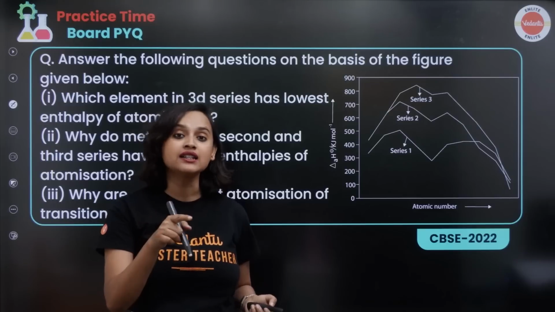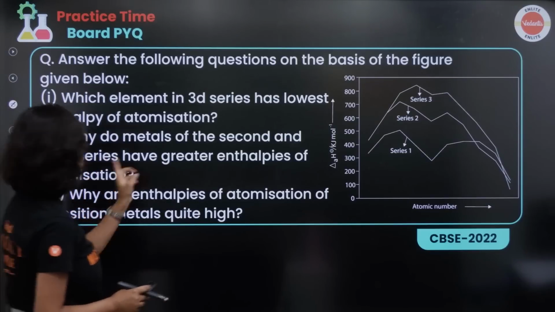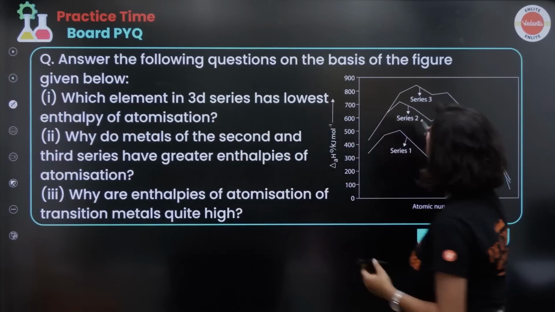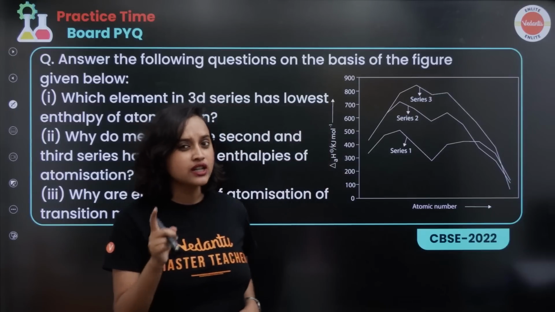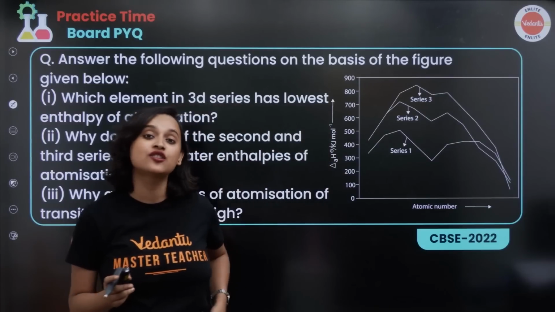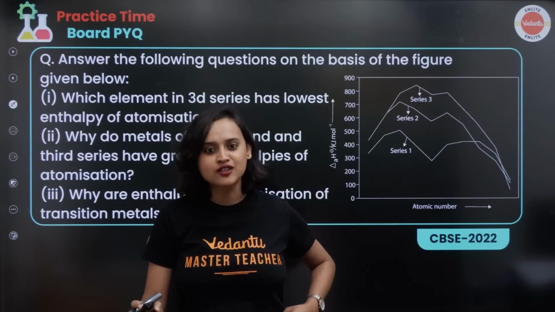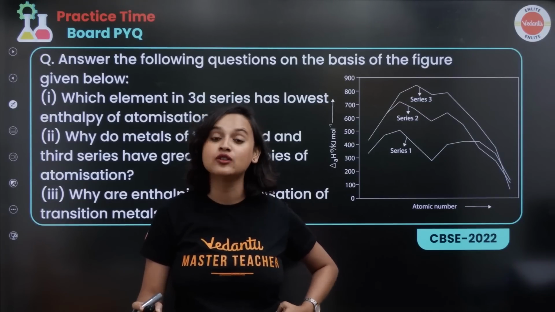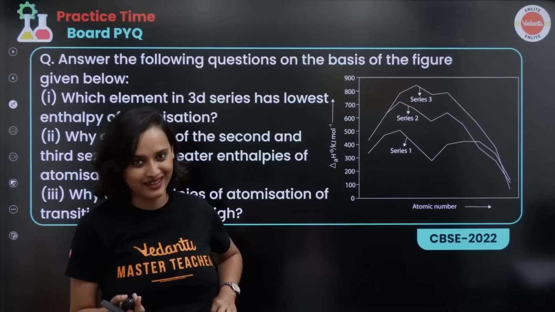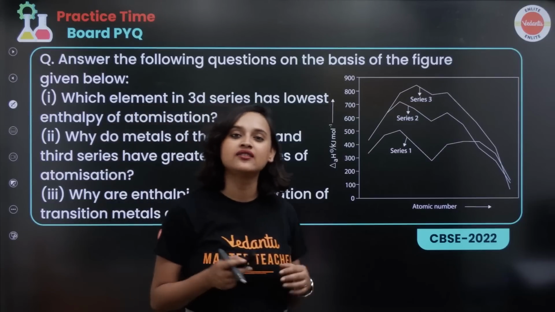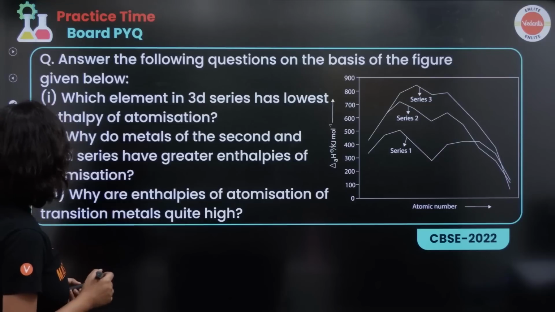One more thing that you can check is, the third series and the second series, so series 2 and series 3, don't you agree that they have both d and f electrons participating? Yes, both d and f electrons are going to be there. There will be unpaired electrons from both d and f which are going to participate, and because of that they will have a higher enthalpy of atomization. So let's write it down.